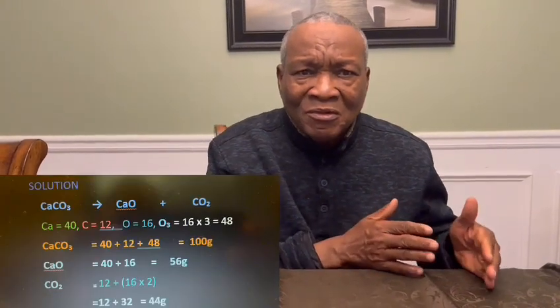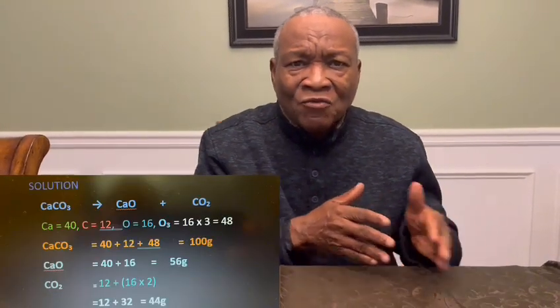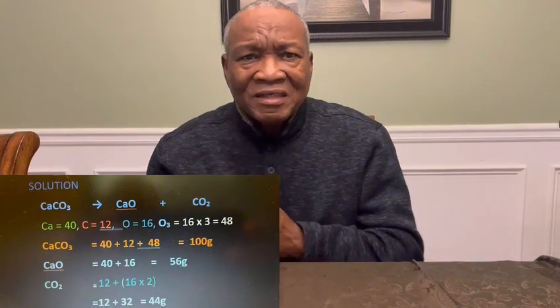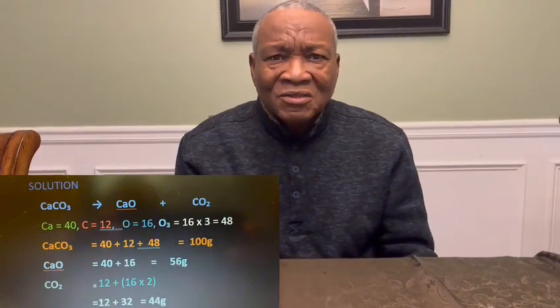In solving this, you have to write a balanced equation. Calcium carbonate will give you calcium oxide plus carbon dioxide. In this case, everything balances. The number of calcium atoms you have on the left hand side is what you have on the right hand side. So is that of oxygen. So you don't need to balance the equation again.